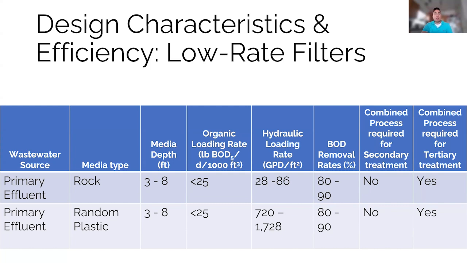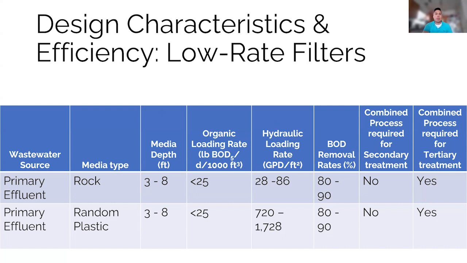In these types of filters, we have our aerobic and our facultative organisms that grow both effectively as well. And as you can see, we do not need a combined process required for secondary treatment. So that means that because we have our facultative bacteria and our aerobic bacteria, the aerobic bacteria consume BOD, and the facultative bacteria will go ahead and consume ammonia and nitrates.